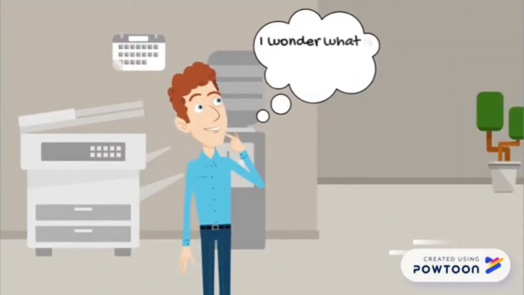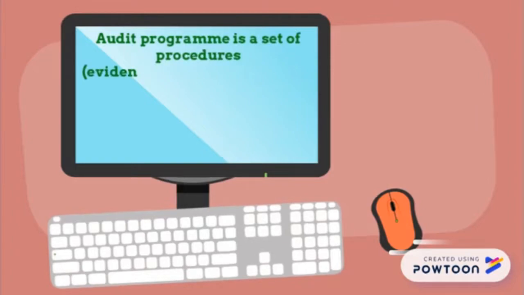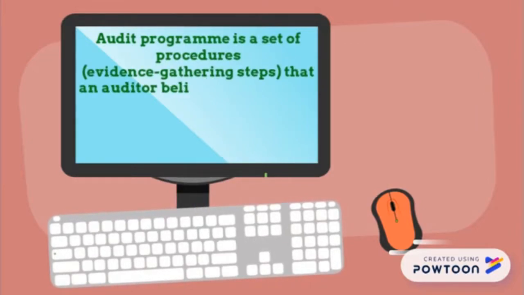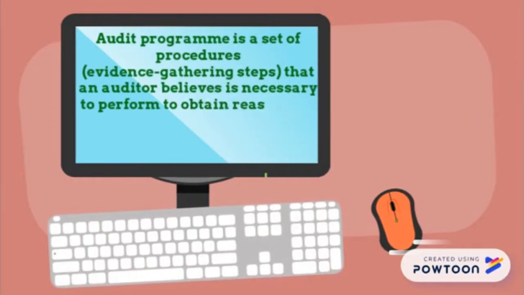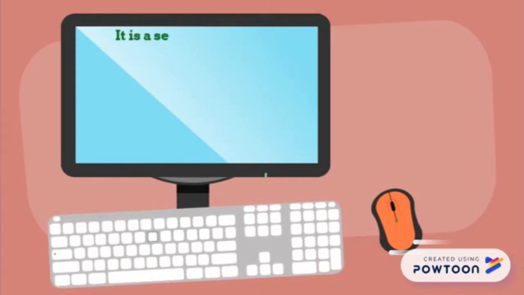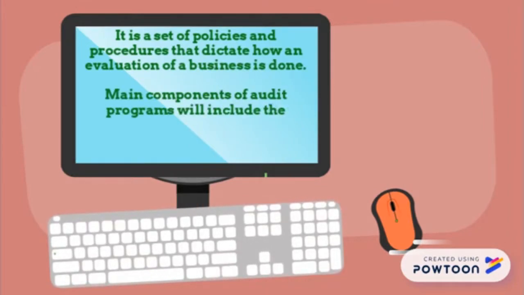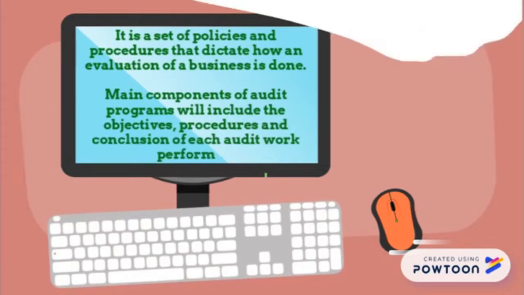I wonder what is an audit program? Audit program is a set of procedures, evidence-gathering steps, that an auditor believes is necessary to perform to obtain reasonable assurance that the financial statements are not affected by material misstatements. It is a set of policies and procedures that dictate how an evaluation of a business is done. Main components of audit programs will include the objectives, procedures and conclusion of each audit work performed.